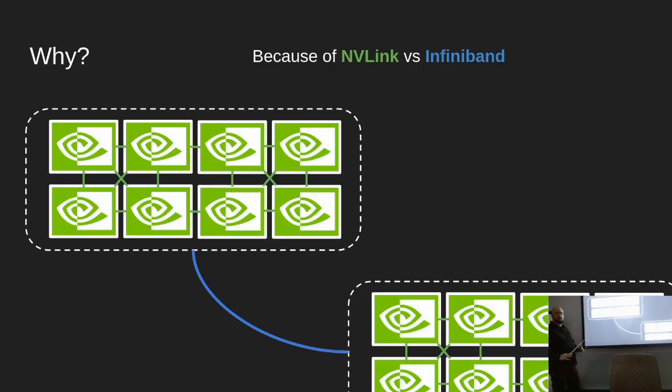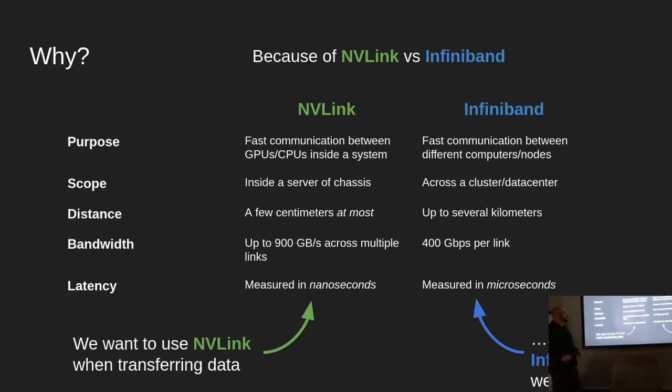Now, why is knowing the difference between these 2 important? Well, it's because of speed. InfiniBand is super fast, 400 gigabits per second across the link. But NVLink is achieving 900 gigabits a second across multiple communications at once. It is so much faster that latency is measured in nanoseconds, so we're an order of magnitude faster. So what DeepSeek basically said is, okay, we're going to use NVLink whenever possible, and we want to avoid InfiniBand whenever we have to. So how do we do that?